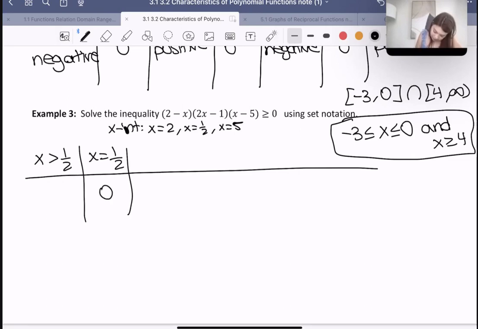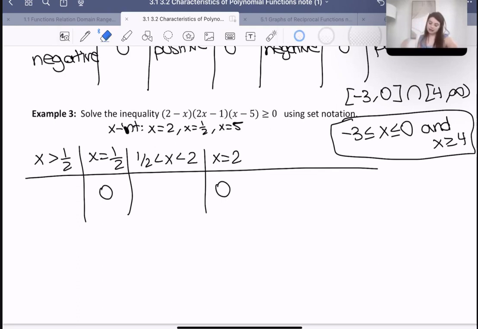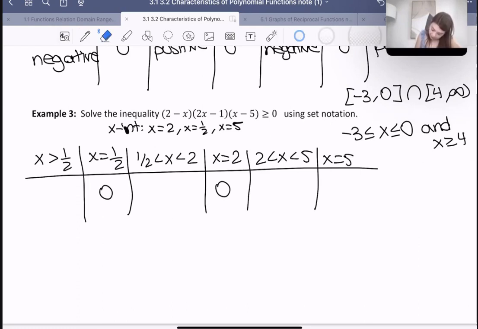And that means y is 0. Then we're going to have something between a half and 2, and 2. And then we're going to have where x is equal to 2. And that's going to be 0 because, as we know, that's an x-intercept. And then we're going to have the interval from 2 to 5. And then we're going to have when x equals 5. I'll get rid of this. Okay, so this is from the last one. And then we're going to have where x is greater than 5.